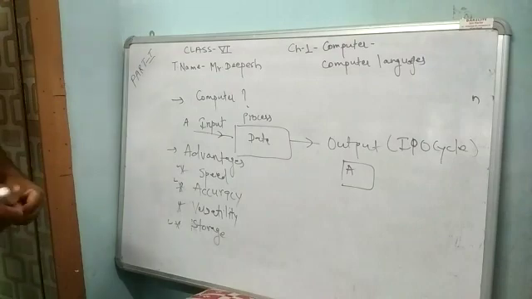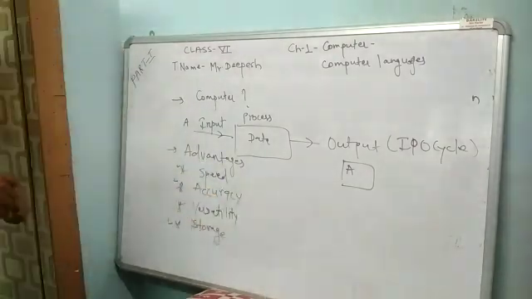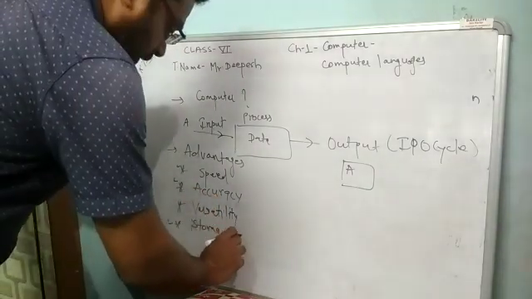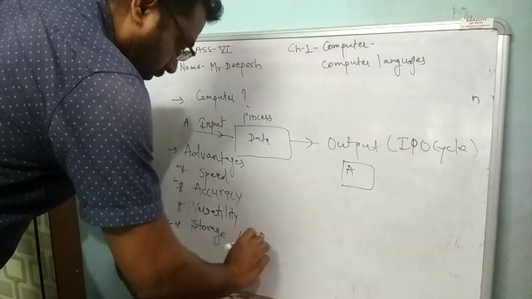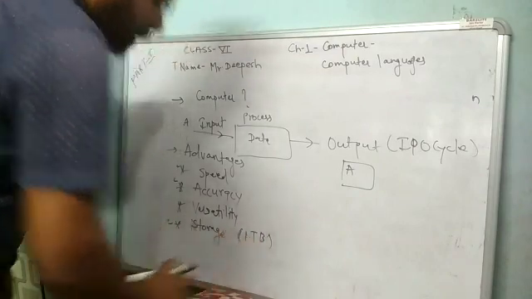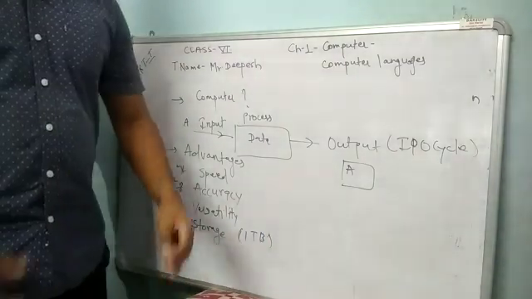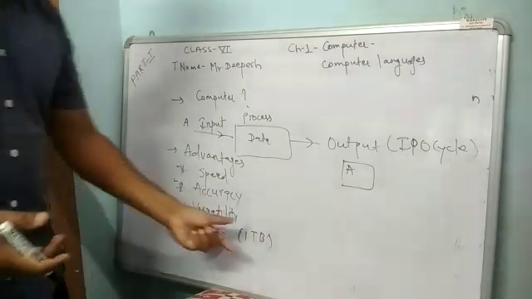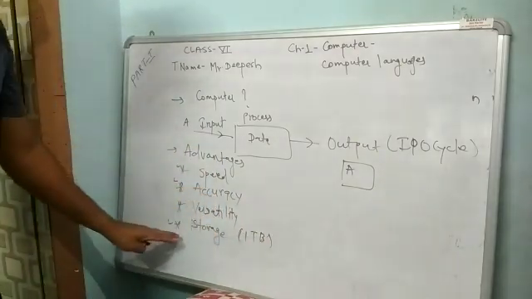Nowadays if you buy any laptop or desktop, the minimum amount of storage that you get is 1 terabyte, which means you can store a huge amount of data in the memory for a longer time. So these were the three parameters, the advantages of the computer.